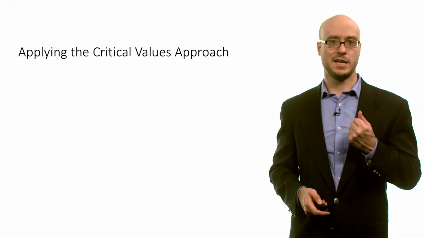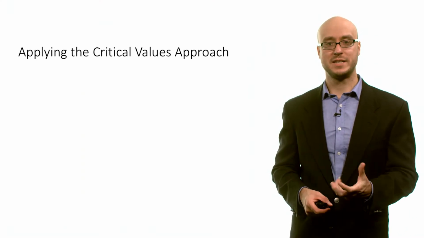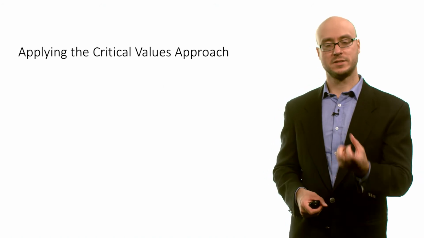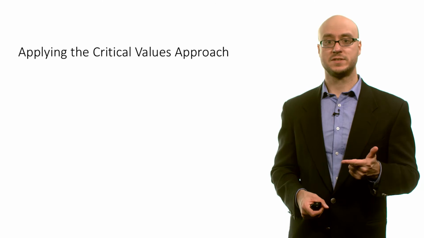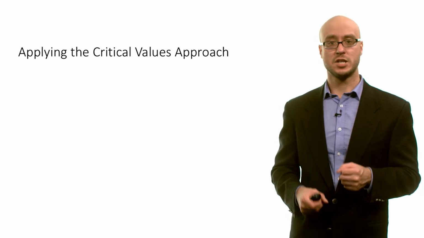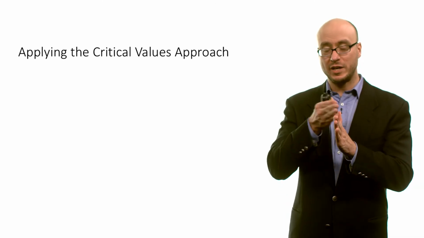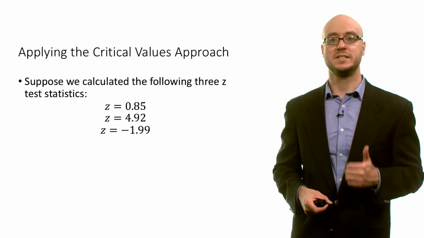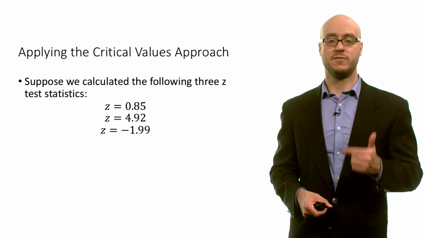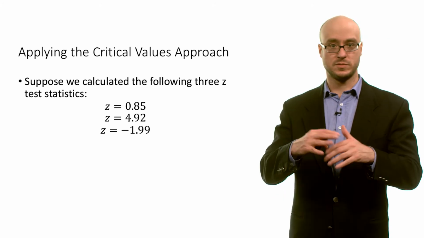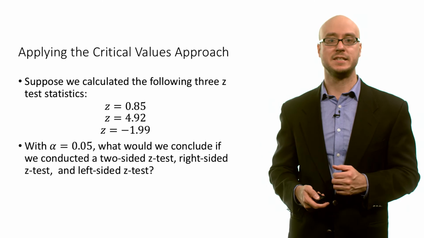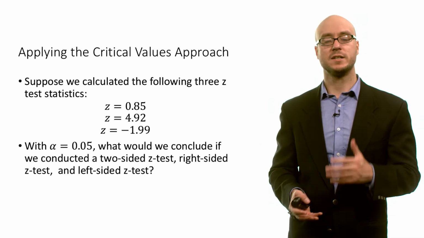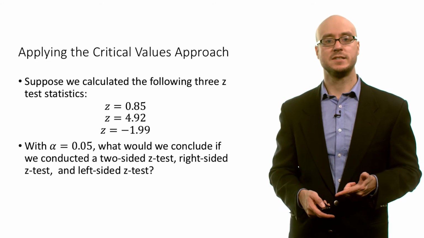So let's look at how we can apply the critical values approach. The basic idea is we calculate a z-test statistic, and then based on whatever we set alpha to, and based on whether we have a two-sided, left-sided, or right-sided z-test, we're going to have critical values by which we compare our z-test statistic. Suppose we calculate the following three z-test statistics: 0.85, 4.92, and negative 1.99. For alpha equal to 0.05, what would we conclude if we conducted a two-sided z-test, a right-sided z-test, and a left-sided z-test?